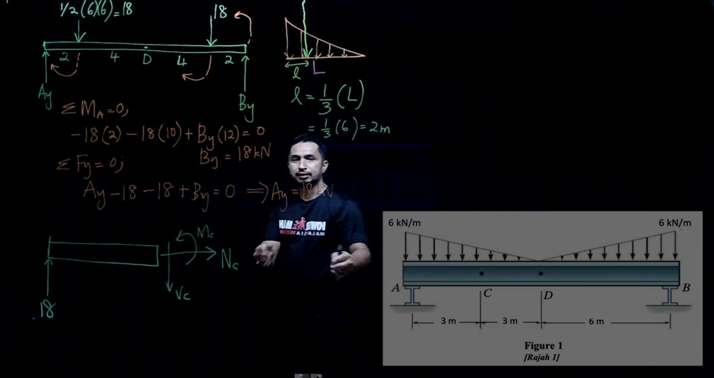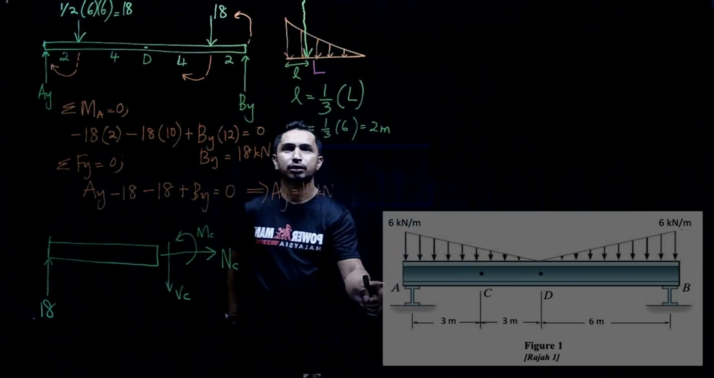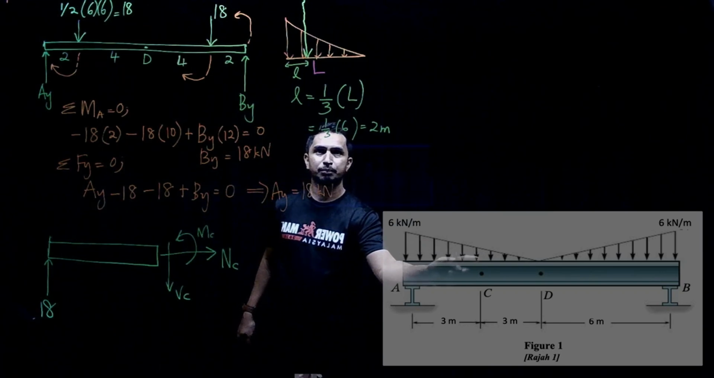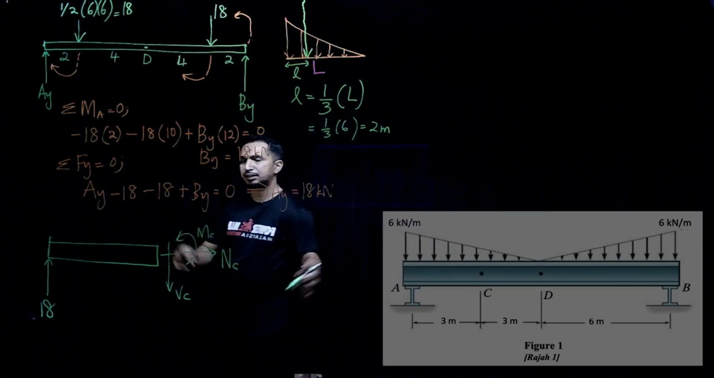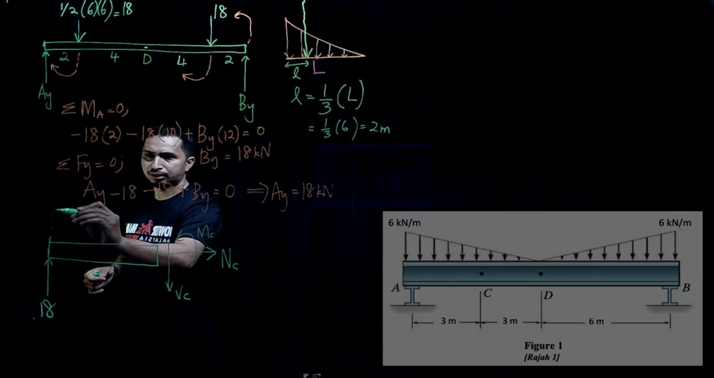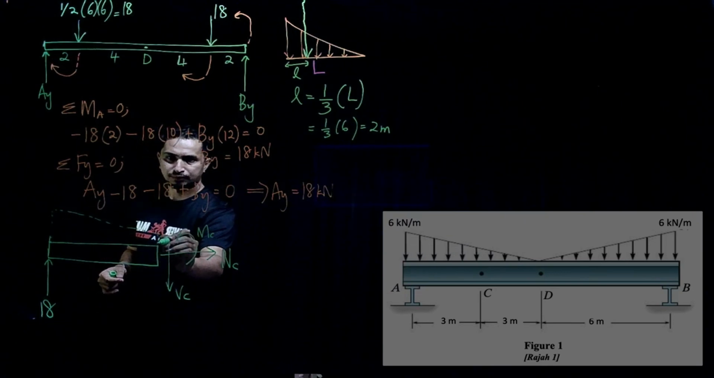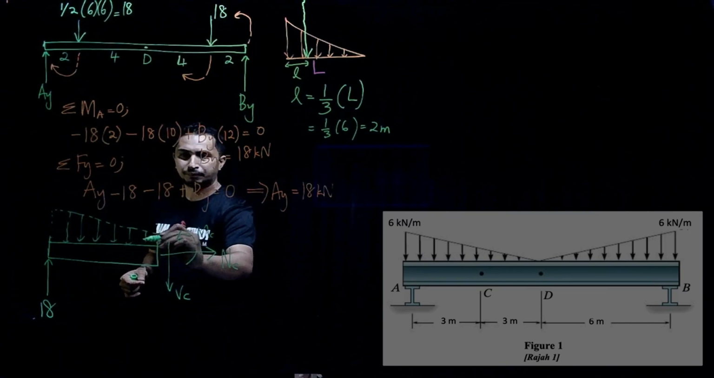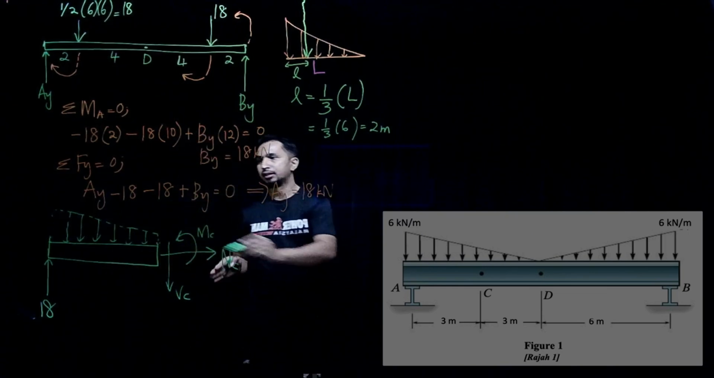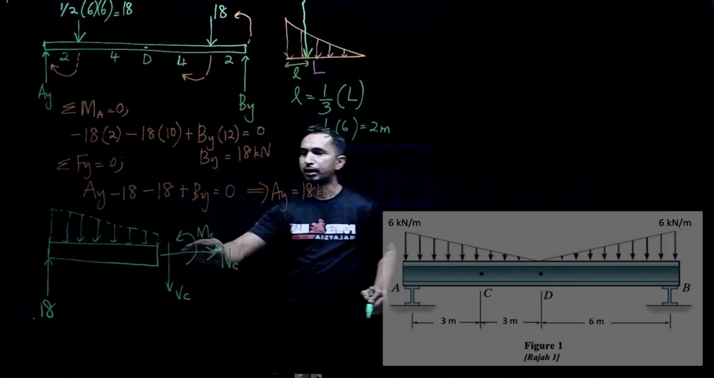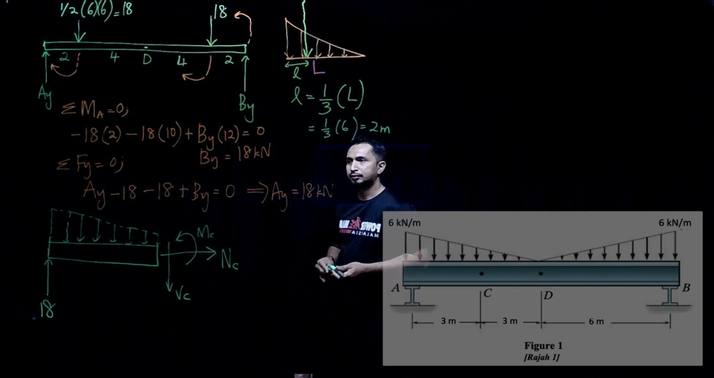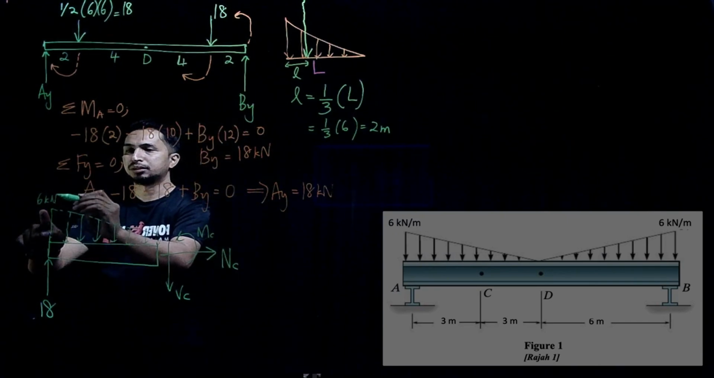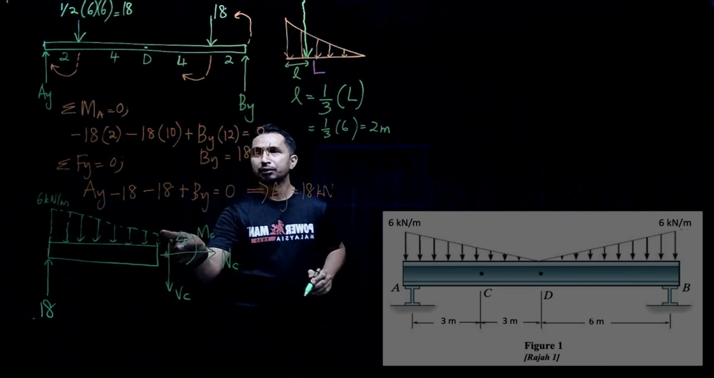Then if you can see from A to C, we still have distributed loading over here. But it's not a full triangular shape, it's like a trapezium. So you will get around like this. So it's like a triangular shape, not fully a triangle, but like a trapezium. We know that the height over here is 6 kilonewton per meter. But how about this height?